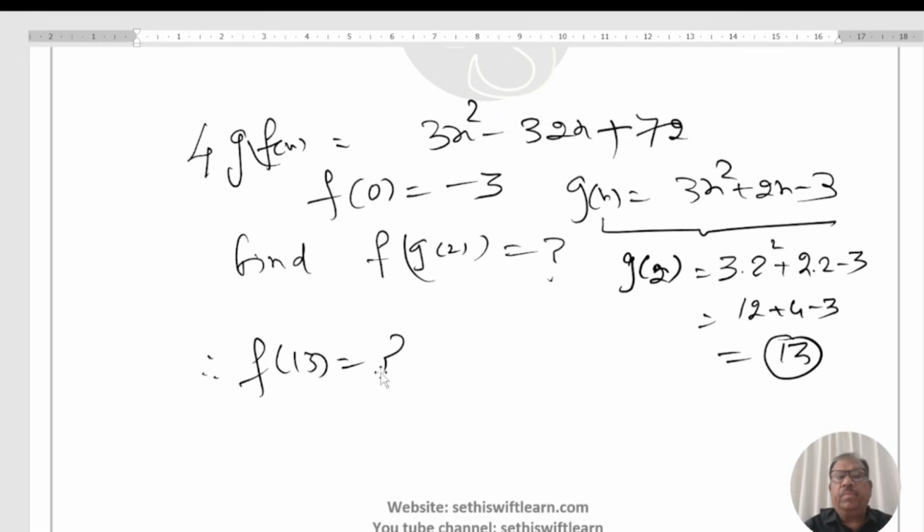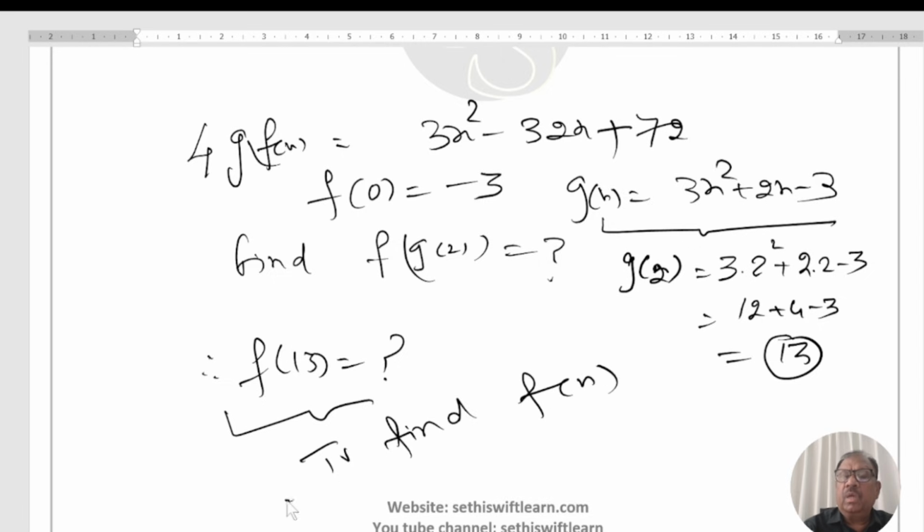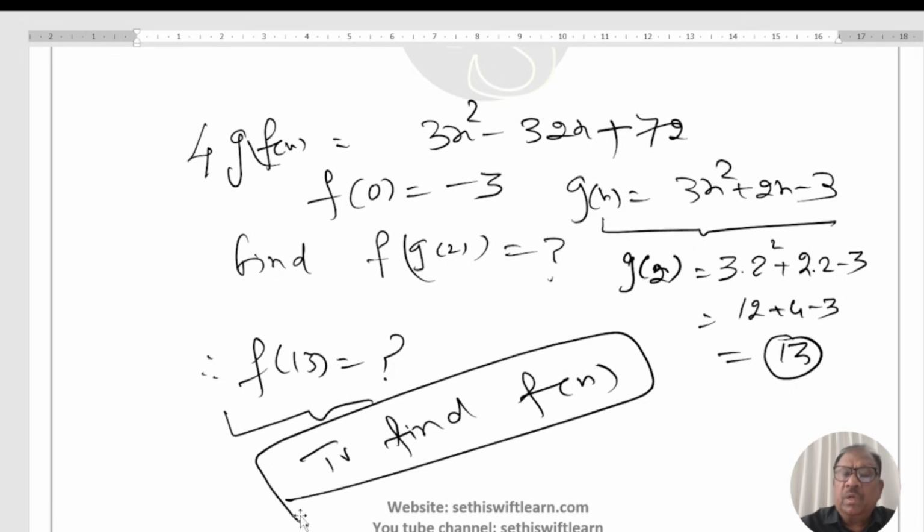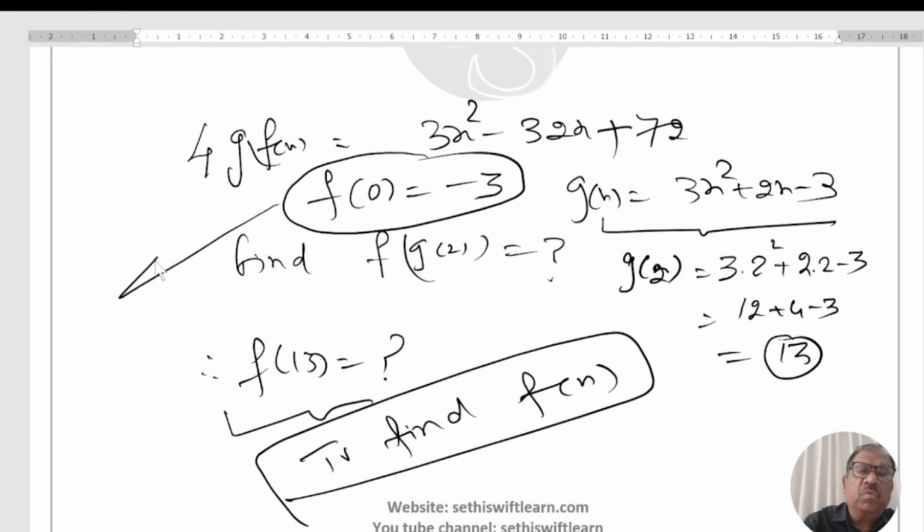What will be our next step? To find f(x). If f(x) is known, replace x by 13, and we will get the answer. And where do we have to use f(0) equal to minus 3? Let us discuss further. We will explain in detail.